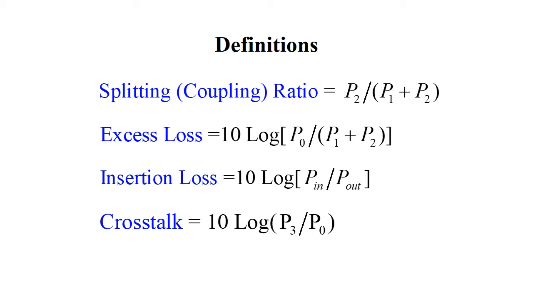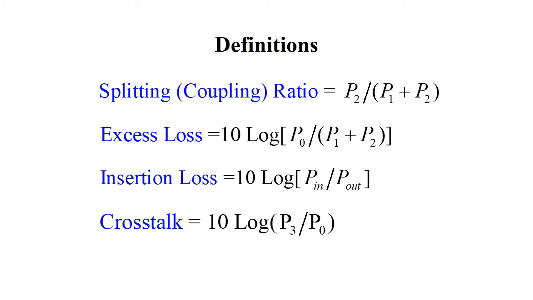The next one is excess loss. The loss in the coupler is generally expressed in terms of excess loss and insertion loss. The excess loss is the ratio of the input power to the total power available at the output ports. That is, the excess loss in decibels is equal to 10 log base 10 of P0 by P1 plus P2. And the next one is insertion loss.